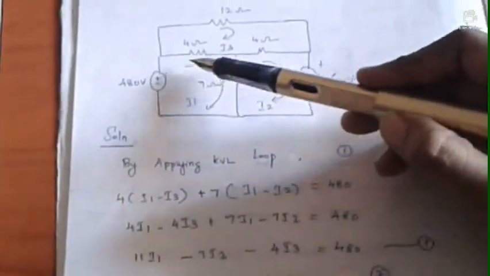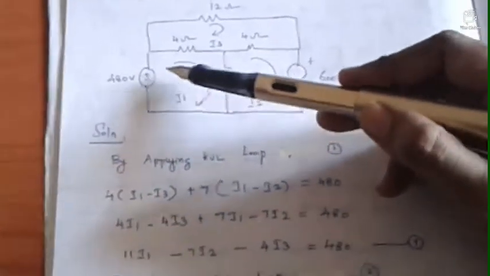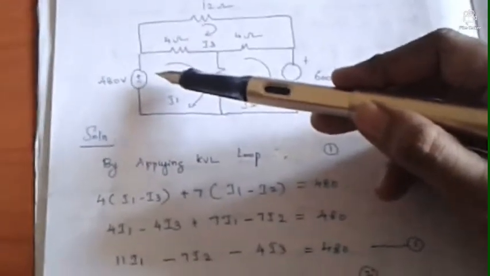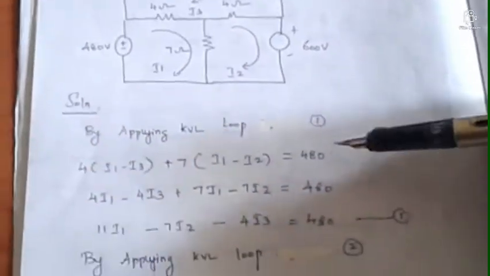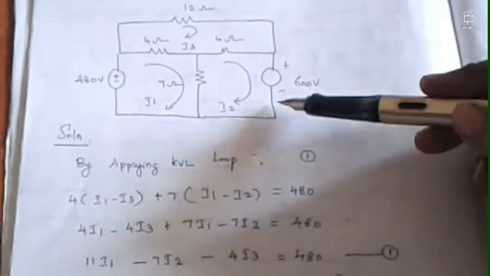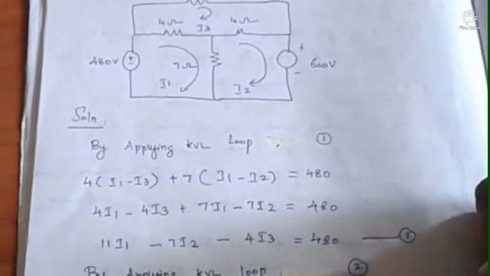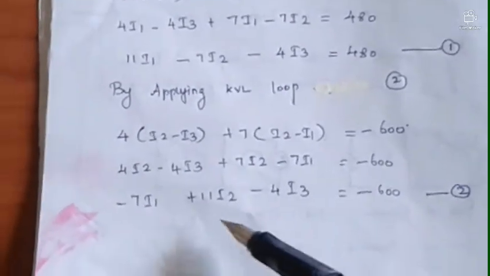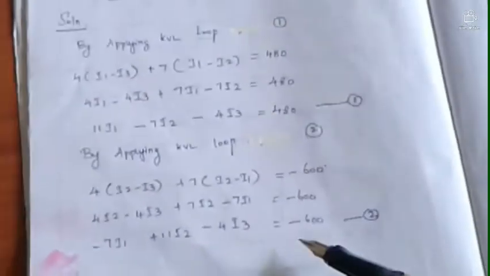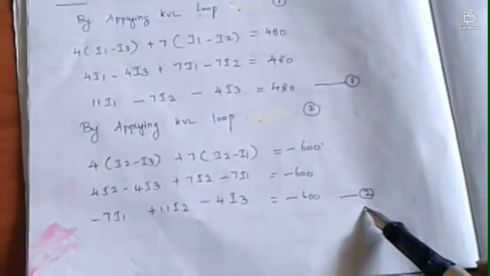Okay. So in the previous loop, the direction was clockwise, and the battery was located minus to plus, so it gives a rise in potential. So we put plus 480. But now we are following the plus to minus direction, so it is minus 600 here. Okay. So now simplifying the equation by rearranging the terms, you will be getting minus 7i1 plus 11i2 minus 4i3 equal to minus 600. So this will become your equation number 2.